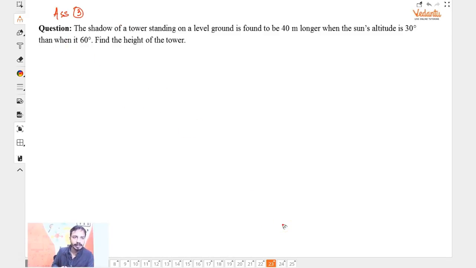Okay, so it says the shadow of a tower standing on a level ground is found to be 40 meter longer when the sun altitude is 30 degree than when it is 60 degree. Find the height of the tower. So these types of questions are very important, and you can see that from previous 5 years. If you see the question pattern, these types of questions are very common.